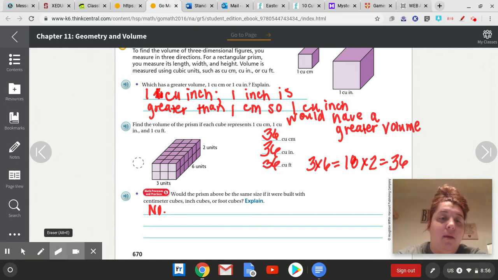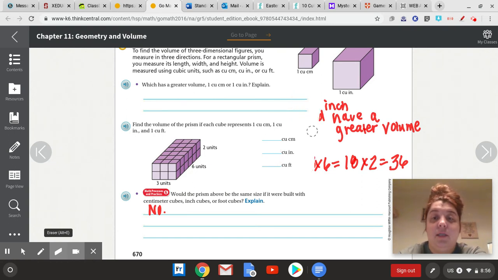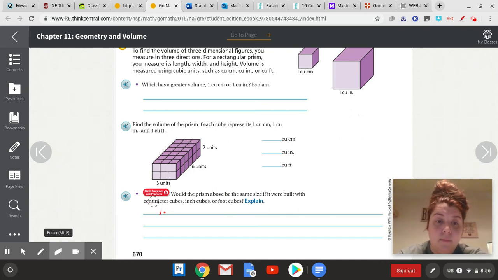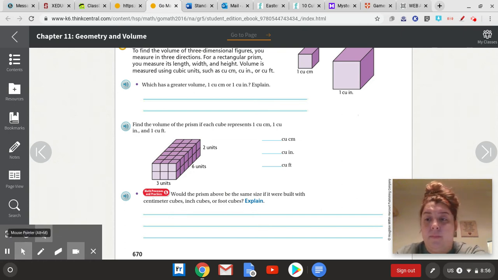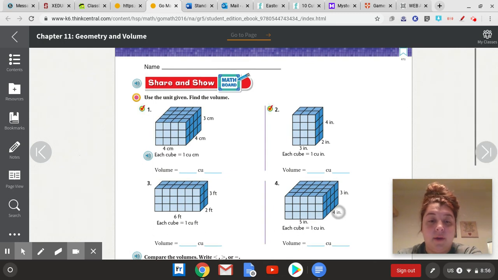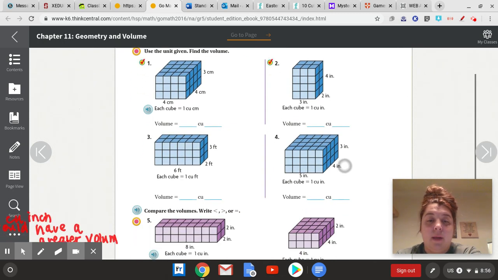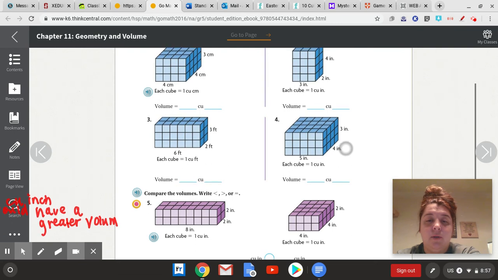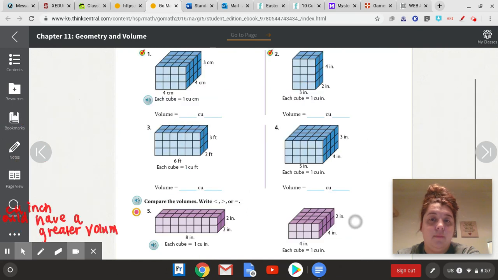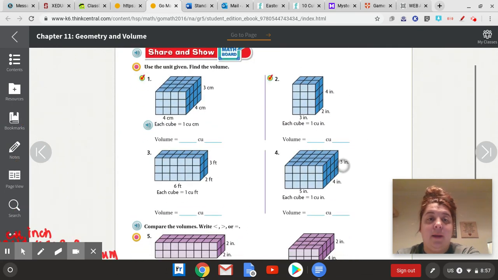Okay, and gonna erase. And we'll move on to the next page and do some problems together. Sorry, I thought I was going to make it. All right, we are going to do the whole page. All right, number 1.